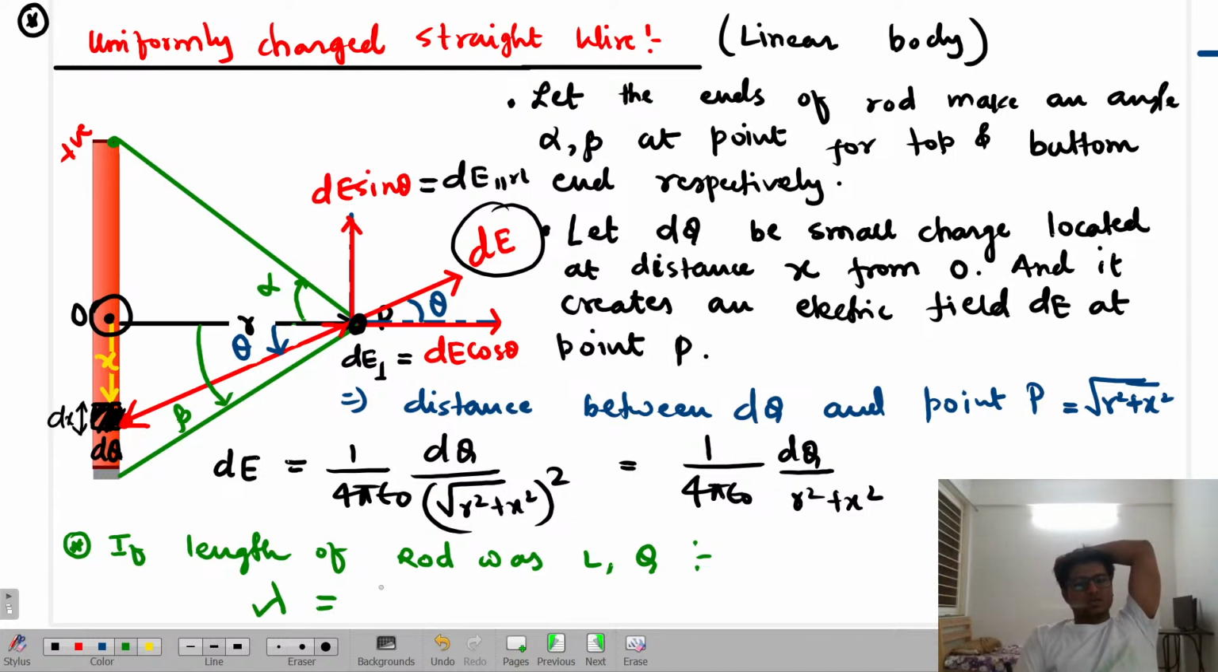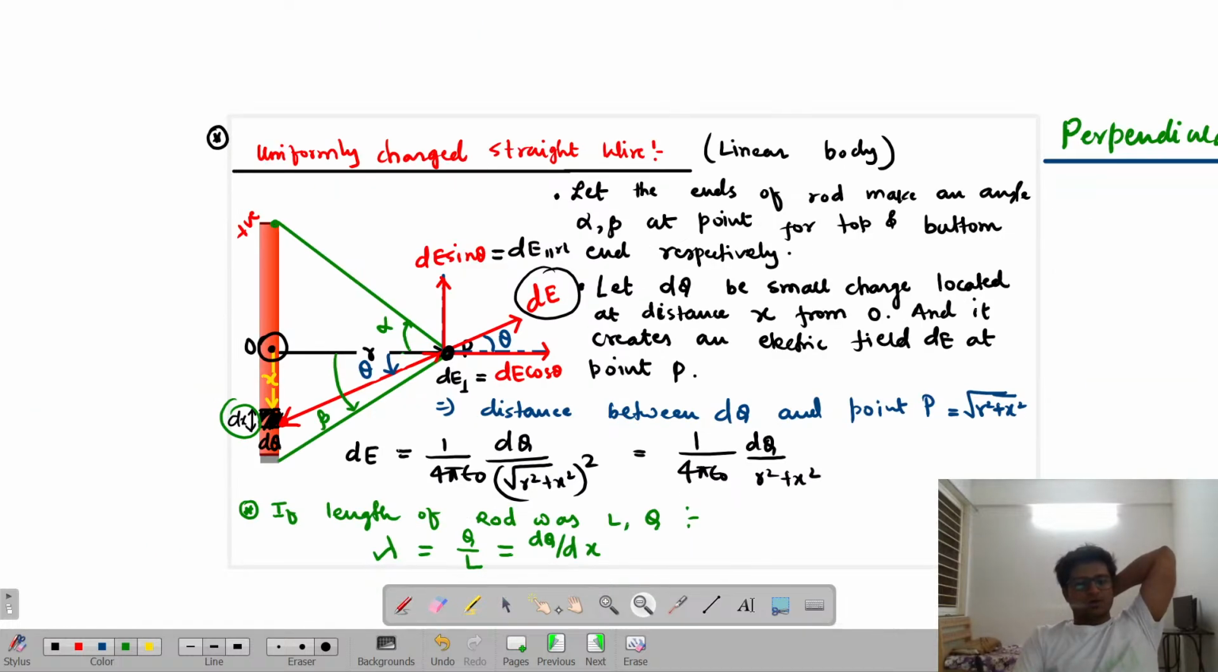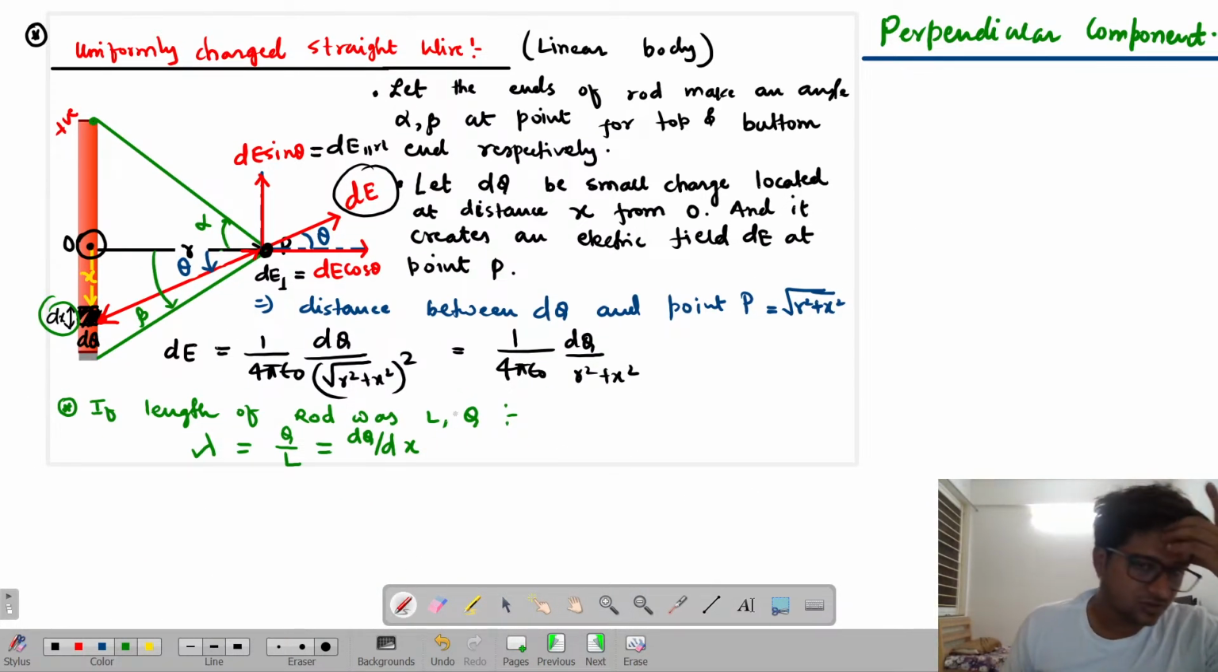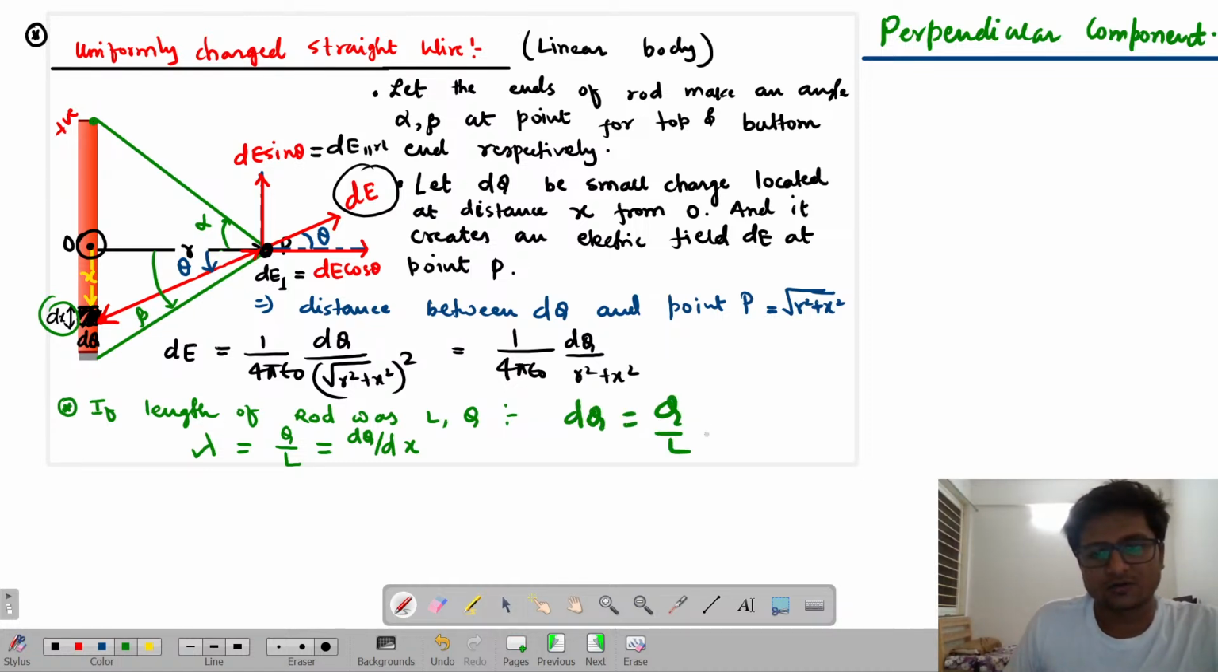Simple. Lambda will be equal to total charge by total length, and that is equal to a small charge by a small length. And what is the length of a small charge? dx. Isn't it? So here we are aware of Q and L. So I can write dq in terms of Q and L, and this dq can be written as Q by L into dx. Are you able to get me or not? So this is what we need to understand.